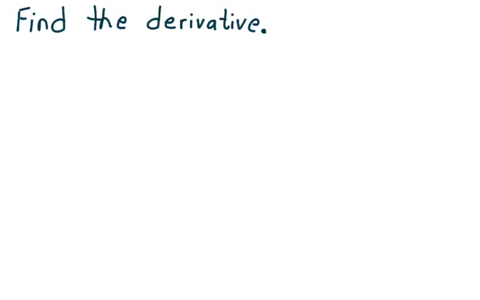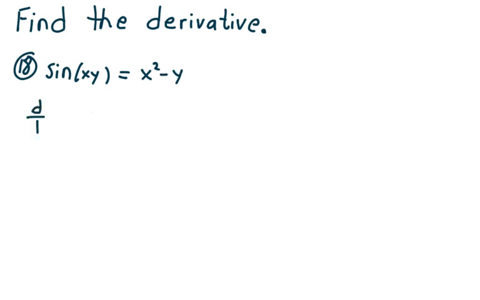This is a video from my Calculus 1 Exam 2 review. The directions say to find the derivative, simplify your answer where appropriate. Let's take a look at number 18. On number 18, we have sine of xy is equal to x squared minus y.